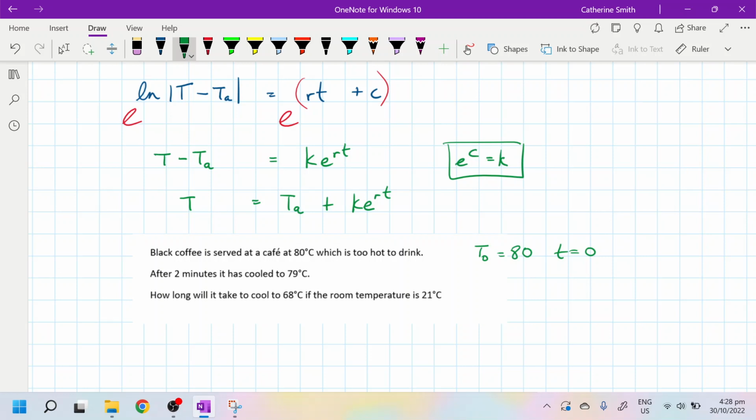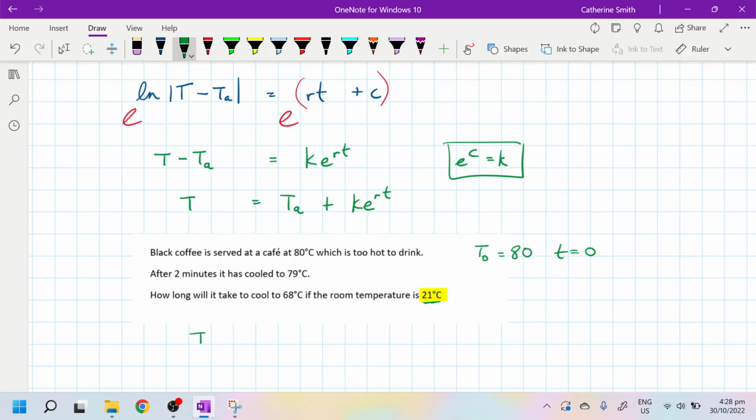The temperature is, oh, we should look at the surrounding temperature as well. The surrounding temperature is 21 degrees. Right, so we need to note the ambient temperature. Let's just pop that into the equation now.